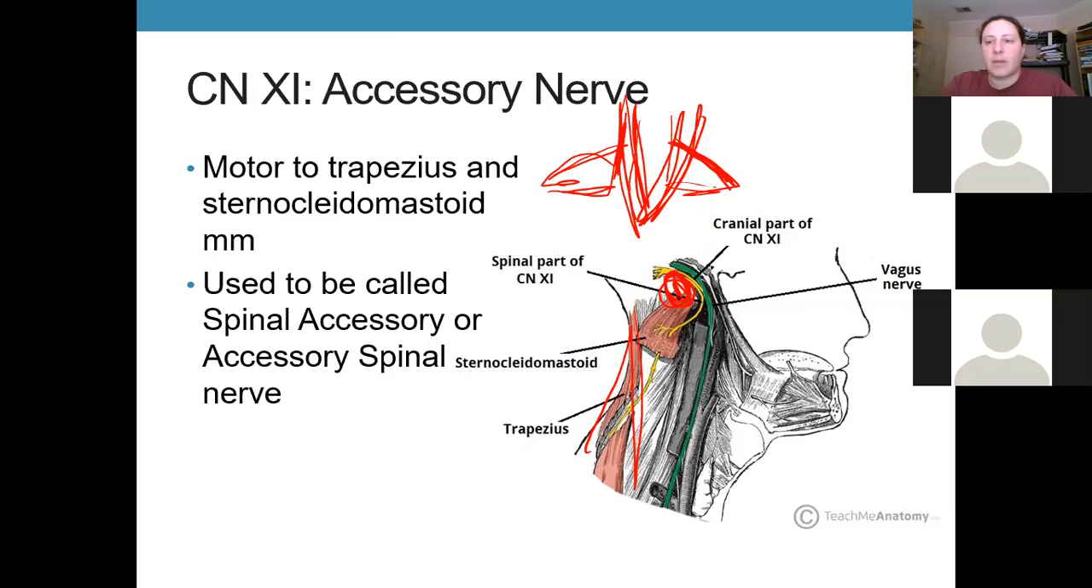All right, while I'm here, does anybody else have cranial nerve questions? Something they didn't understand about innervation?